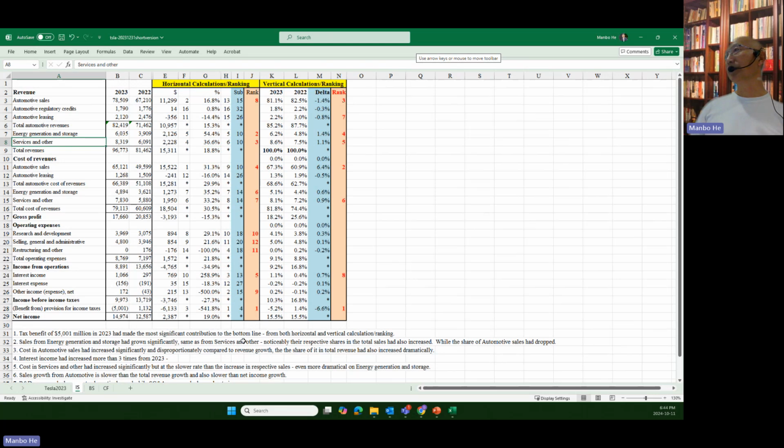Services and other is the third one. And noticeably, the respective shares in the total sales had also increased, okay? So these have increased by 4.8, these have increased by 7.5. That's a percentage, right? The shares of automotive sales actually dropped, okay? Look at here, this has dropped, right?